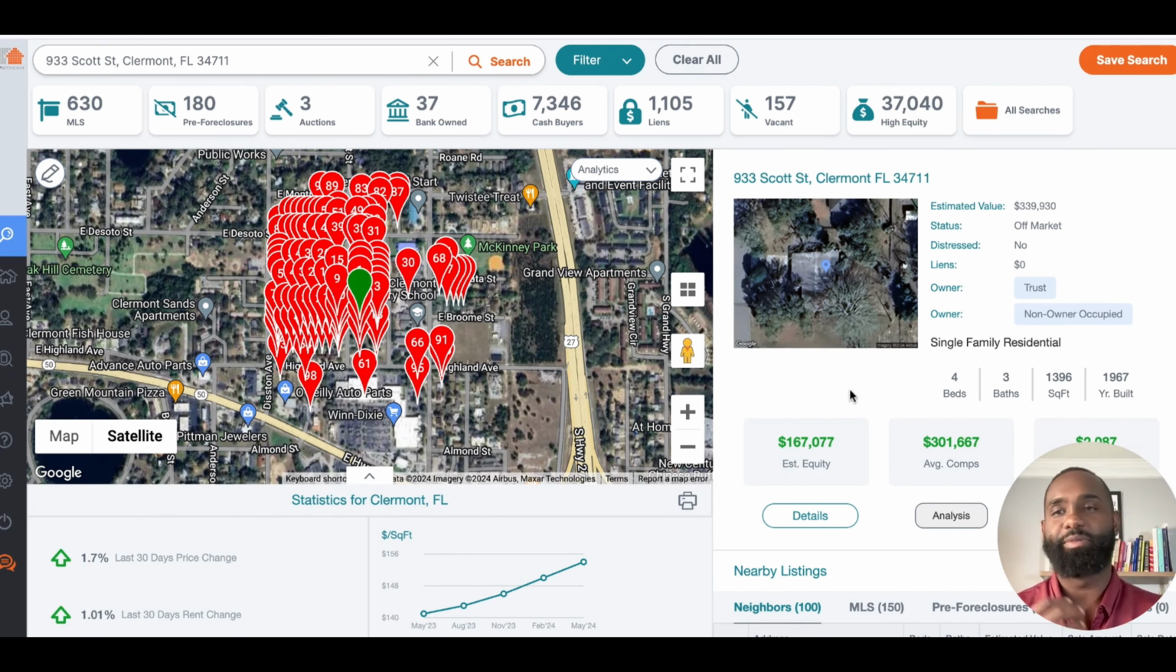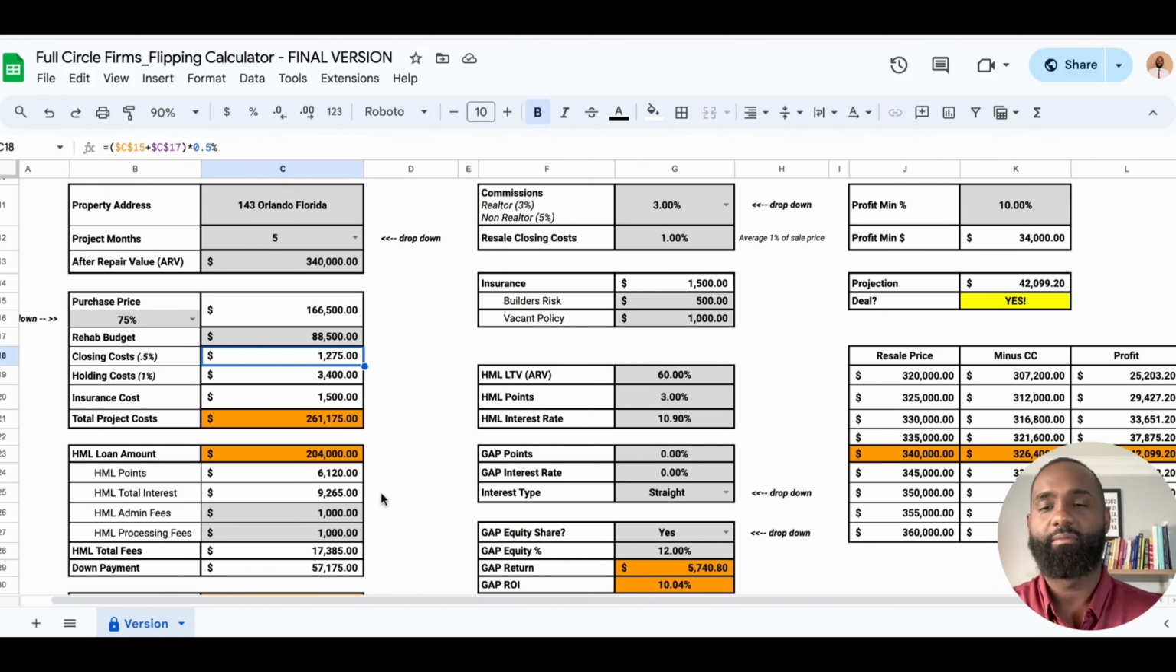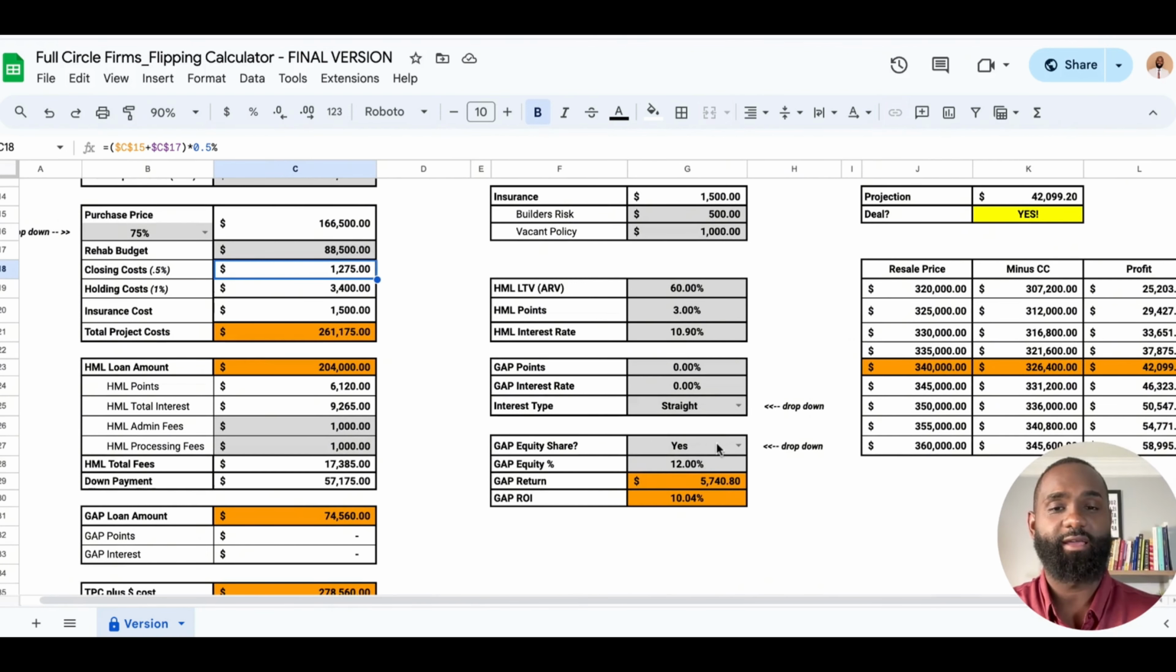So they want $200,000. Let's say the after repair value is $340,000. And let's say my rehab budget, after I tally everything up, is $88,500. So if my rule is correct, I should buy this house for this amount to make money. This is the calculator that I use. I have my holding costs here, my closing costs, my insurance, my hard money points if I borrow hard money, etc. Even if I share the deal and get a gap funder, which I'm not, I'll make $40,000 if I buy this house and flip it.